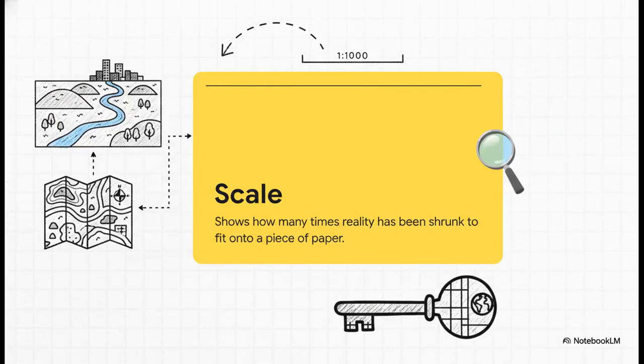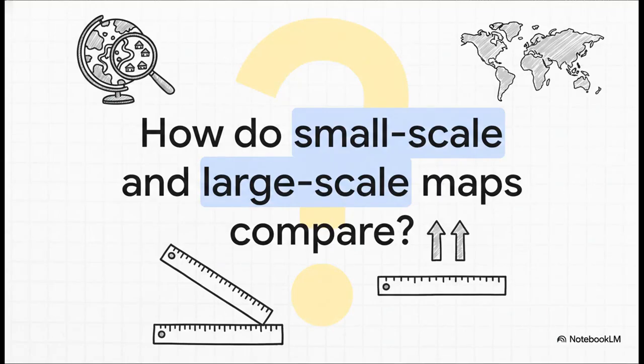It's actually pretty simple. Scale just tells you how much the real world has been shrunk down to fit on that piece of paper. It's the magic key that connects what you see on the map to the real places out there. Let's keep going.